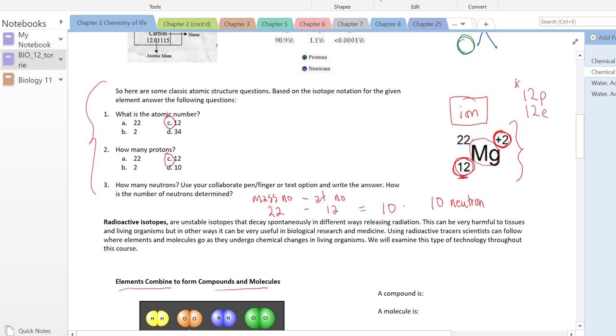So that means it must have 2 more protons than it has electrons. But we can't take away or add protons because that changes what the element is. So all we can do is change the electrons. Therefore, we're going to change those electrons to be 10 electrons. Now you can see we've got 12 positives and 10 negatives, and that's going to give us a net charge of +2.